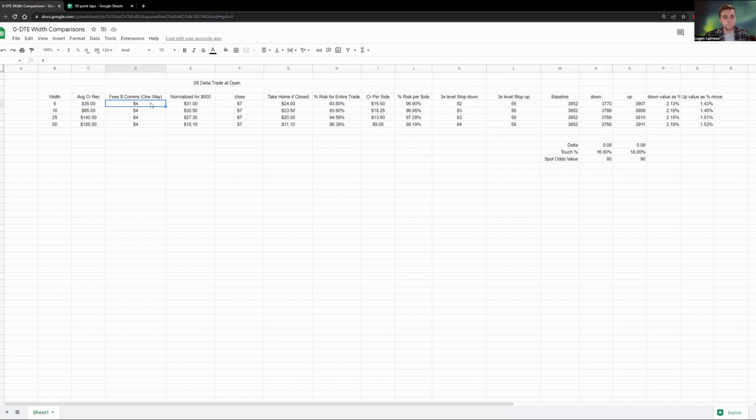What we're going to do now is we're going to take out fees and commissions, right? So for one contract, even though the width is wider, you're only paying one set of fees. So I'm subtracting out $4 from each one of those contracts here.